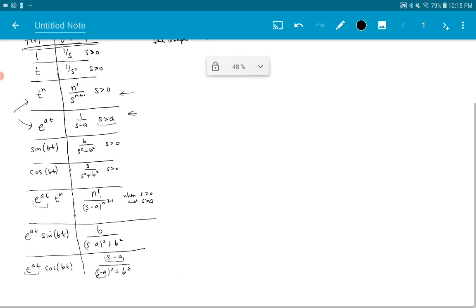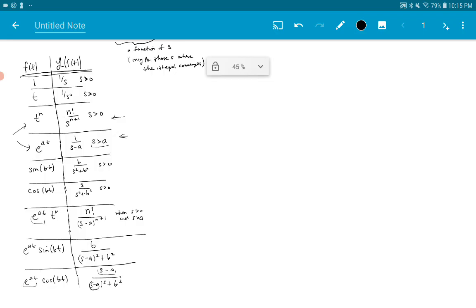All right, so like I said, this will be a table you would have. By the way, these are also true for s greater than a and s greater than 0. Both of those have to be true.